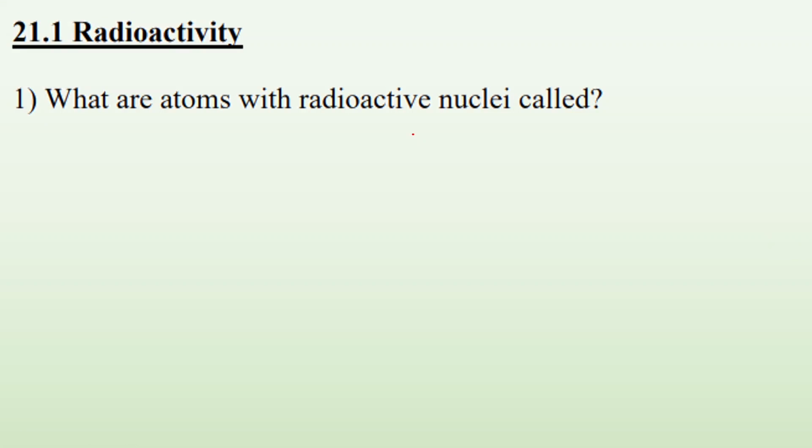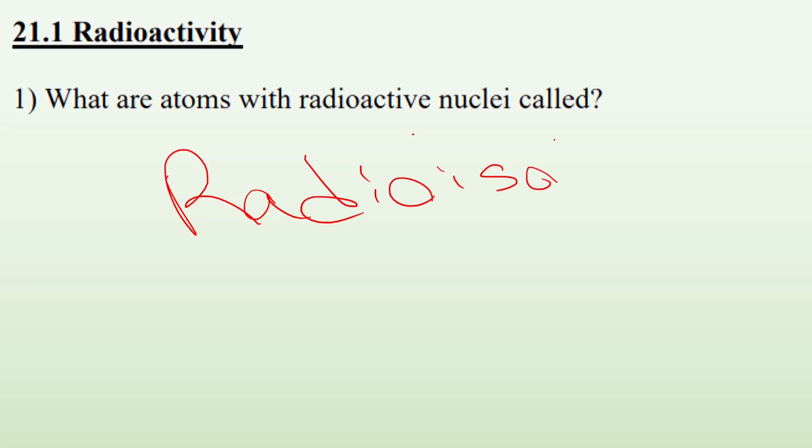Mr. Donahue here again. This time we're going to take a look at some practice problems for 21.1 radioactivity. So what are atoms with radioactive nuclei called? They're called radioisotopes because they are isotopes that are radioactive.